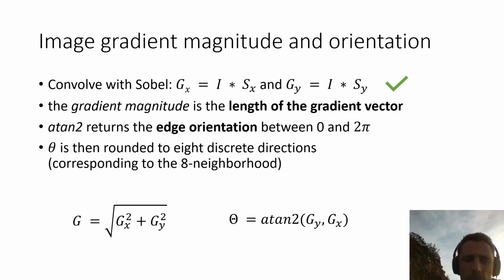We'll then round theta to 8 discrete directions, which correspond to 0, 45 degrees, 90 degrees, 135, and so on, to represent the 8 different neighbors that we have in the already presented 8-neighborhood.